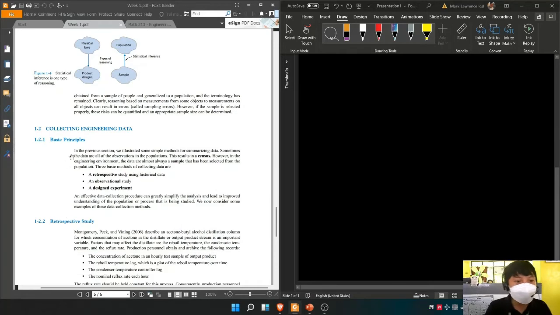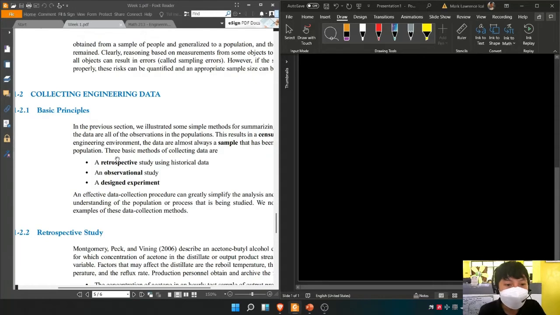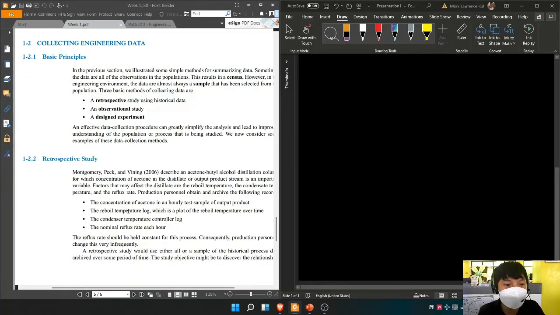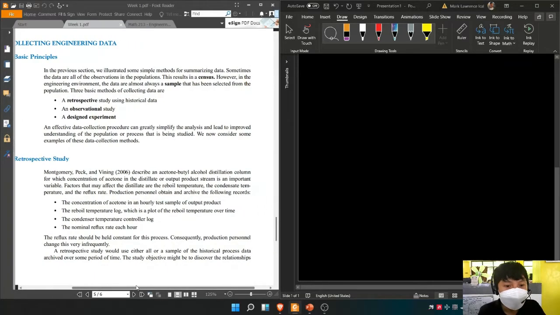Okay, so in the previous section, we illustrated some simple methods of summarizing data. So we have 3 kinds of study. We have retrospective, we have observational, and we have designed experiments. So let's talk about retrospective.